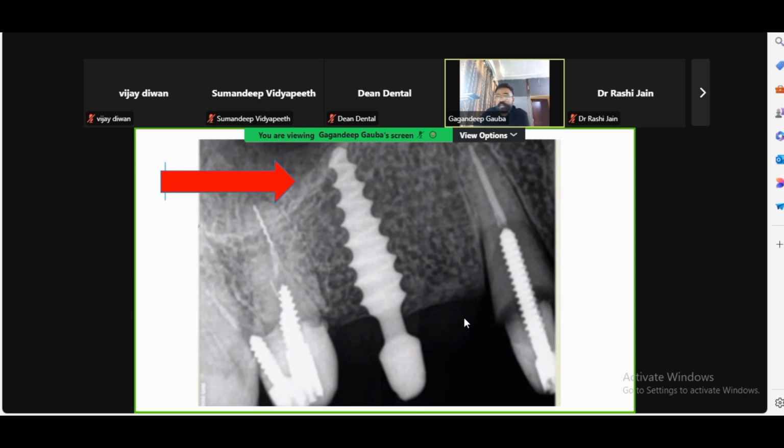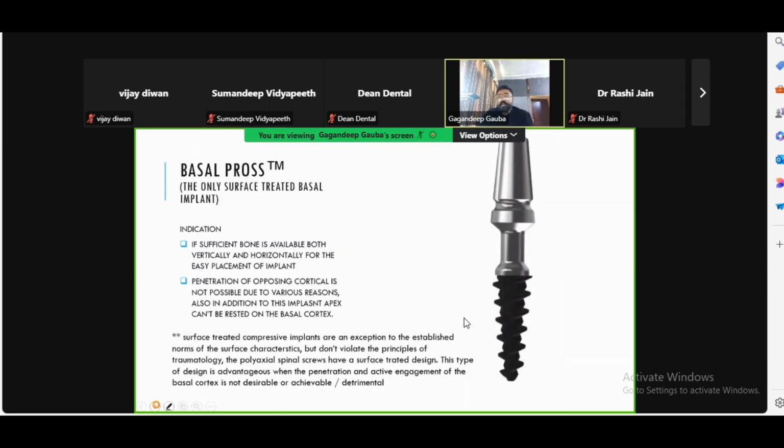So in this case I will be using a smooth surface compressive implant, and what I have done is I have rested the apex of the implant on the floor of the maxillary sinus, right? We can appreciate this. And there are also certain cases, even if we are not able to rest the apex of the implant on the secondary cortex, in that case we have a basal pros design.